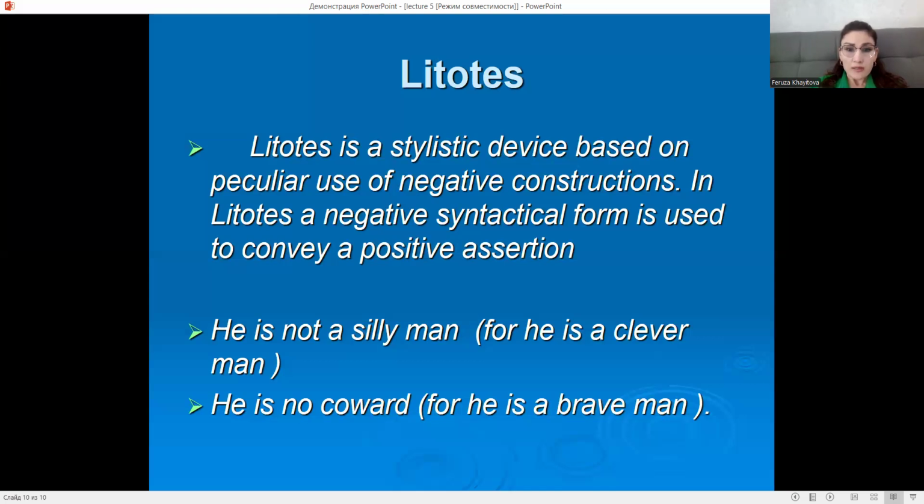"He is no coward, for he is a brave man." No coward means brave. So it's litotes.